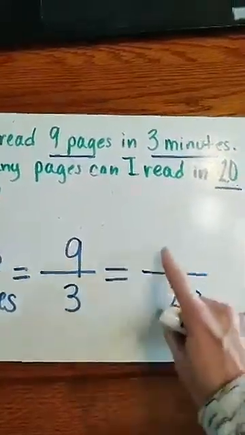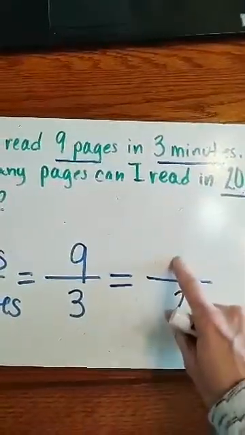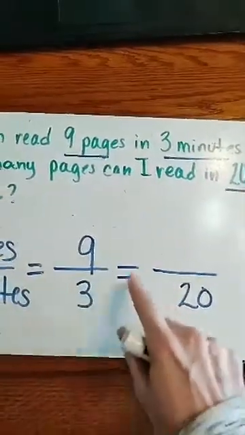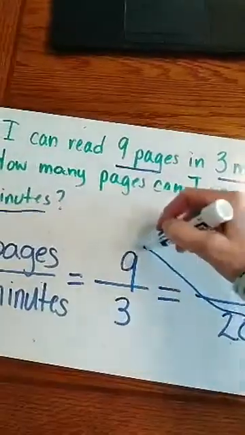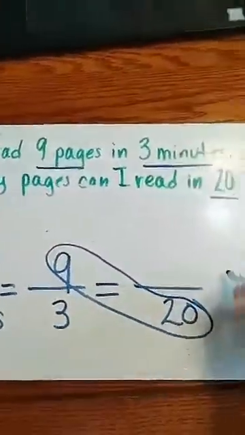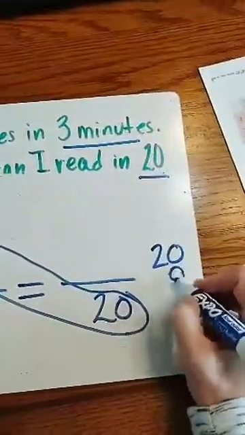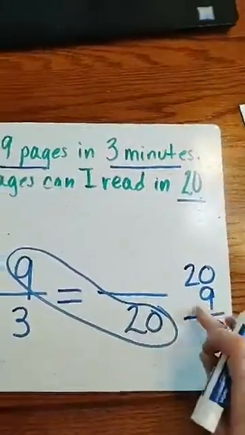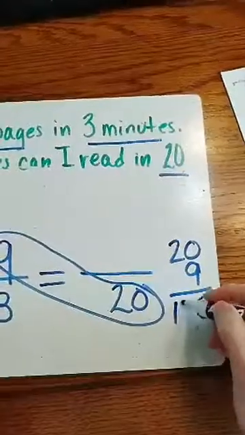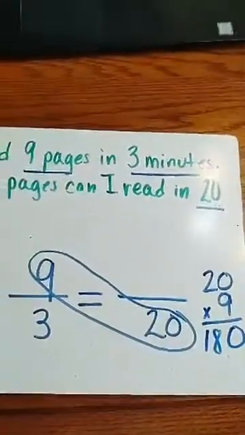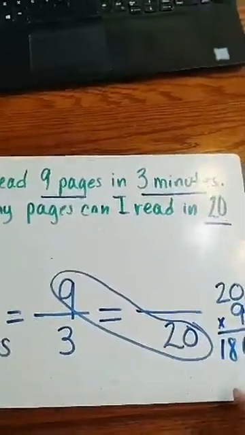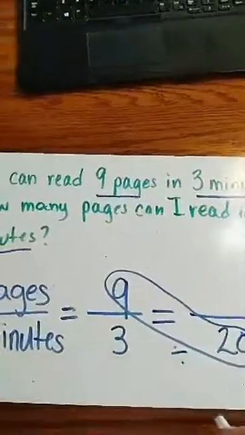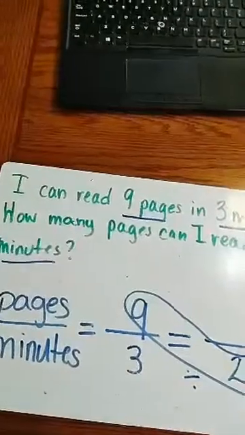Do I cross multiply here? Nope, I can't, there's nothing there. I'm going to cross multiply this loop. So I'm multiplying 20 times 9. 9 times 0 is 0. 9 times 2 is 18, so 180. Now I'm not done. Remember I said cross multiply, then divide. I've got to divide by this number that's left.